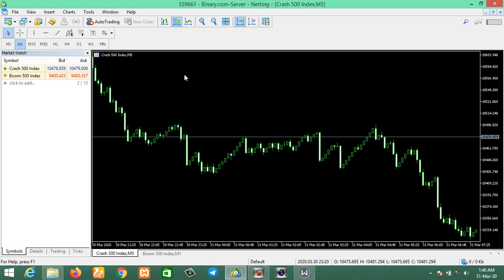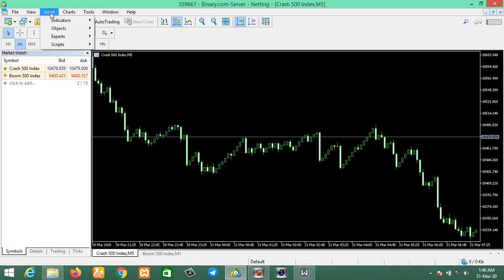So you can see this is MetaTrader 5 before us. This is the crash indices, Crash 500, and this is the 5-minute time frame. All we have to do now is to go and load up our Bollinger Band indicator, and we check the parameters and we'll explain how we can use this to trade efficiently.